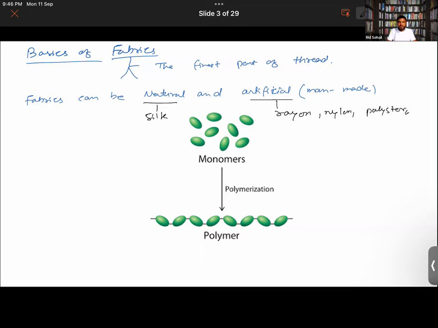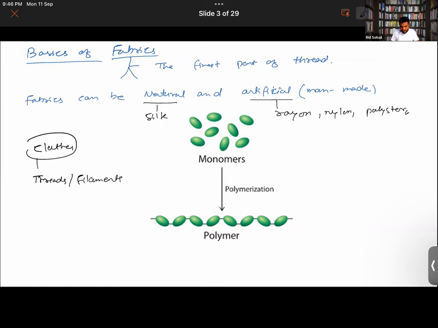Now if you were to touch a cotton cloth or silk cloth, or if you were to touch a rayon, nylon or polyester cloth, you will feel the difference between the quality, the difference between the texture. Getting it now? Okay. So the clothes which we wear are made up of threads or filaments, right?